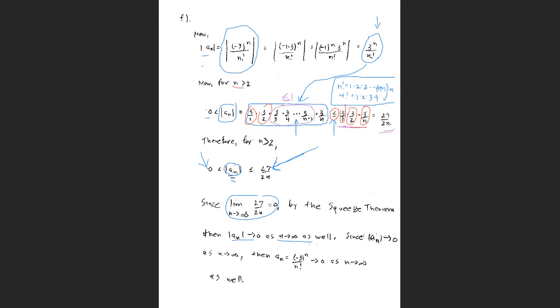But 27 over 2n, as n gets large, approaches 0, meaning that the absolute value of the sequence, the term of the sequence, as n gets large, has nowhere to go. It has to approach 0. So the sequence will converge to 0. And that's how that works. And so the sequence converges to 0.